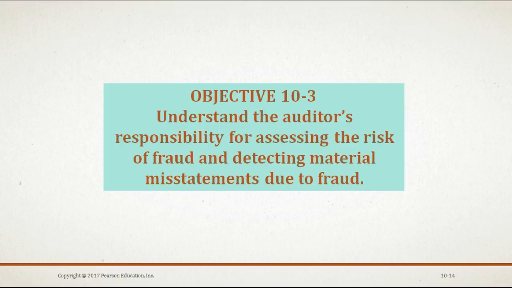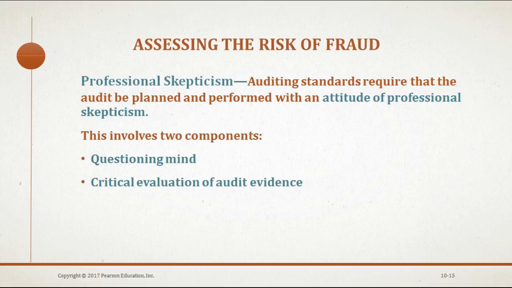We will now discuss the auditor's responsibility for assessing the risk of fraud and detecting material misstatements due to fraud. Auditing standards require the auditor to assess the risk of material misstatement due to fraud, and those standards provide guidance to assist the auditor in making that assessment. The auditing standards require that the auditor plan and perform the audit with an attitude of professional skepticism. The two components involved are the auditor's ability to have a questioning mind and the auditor's critical evaluation of audit evidence. Auditing standards emphasize consideration of a client's susceptibility to fraud regardless of the auditor's beliefs about the likelihood of fraud and management's honesty and integrity.